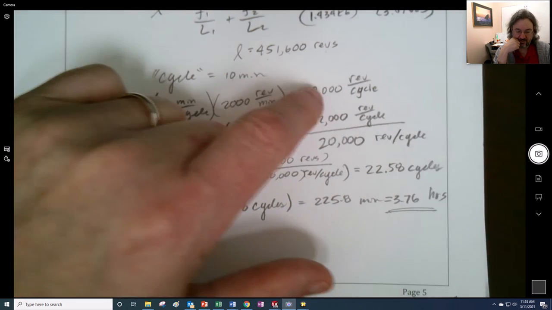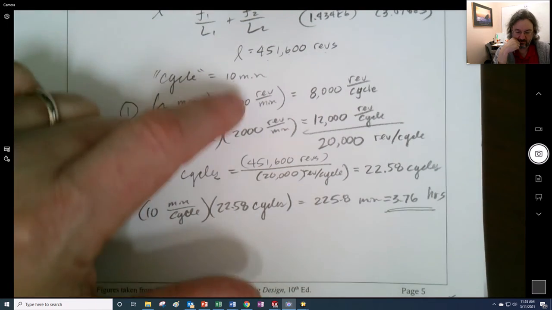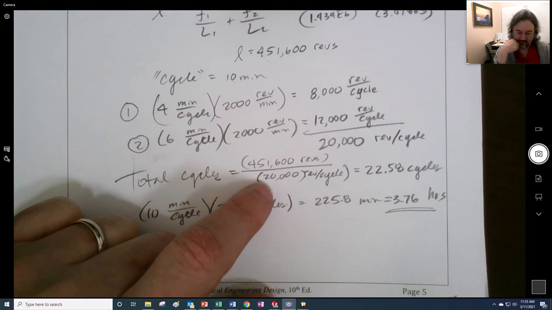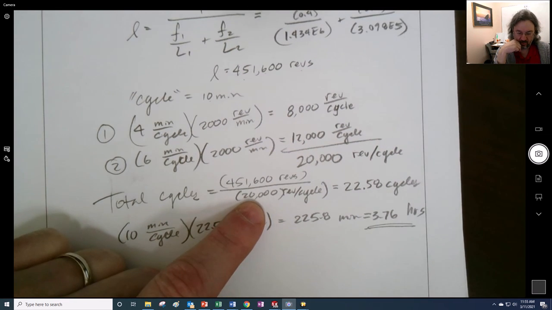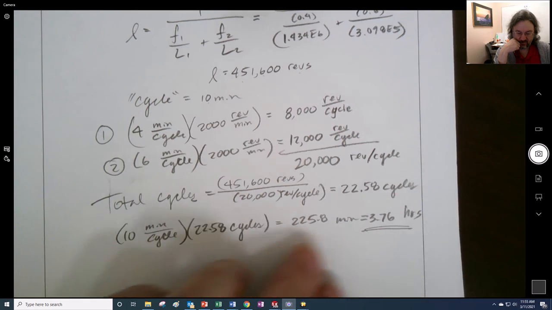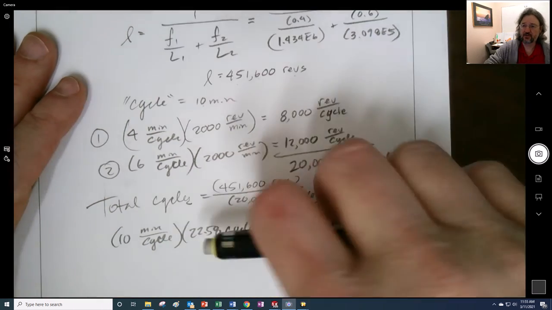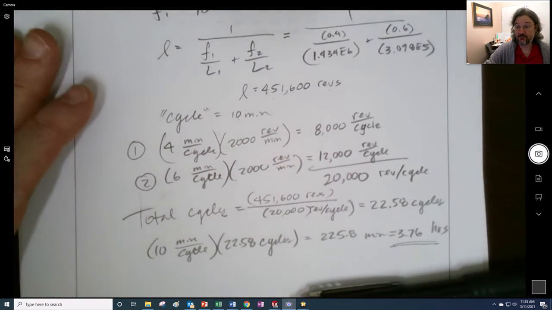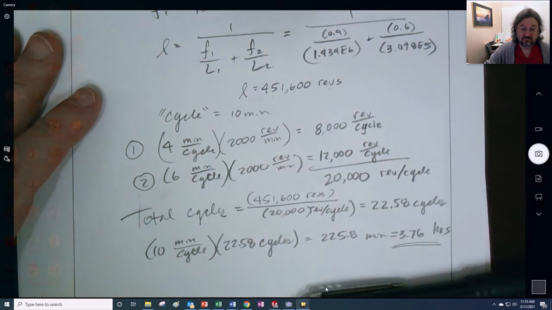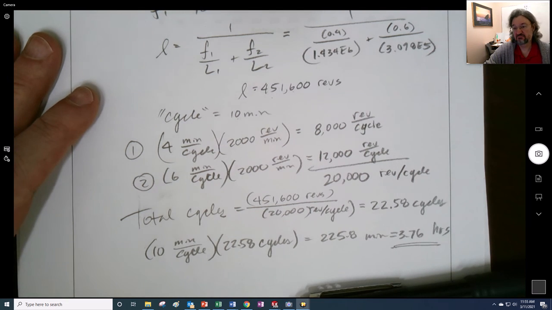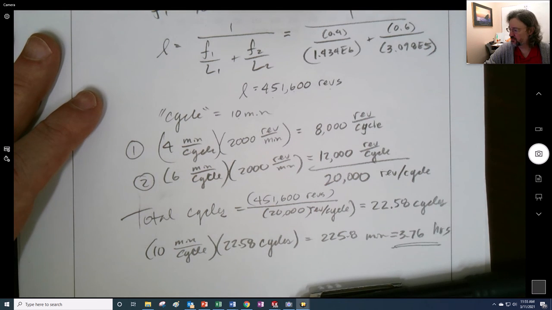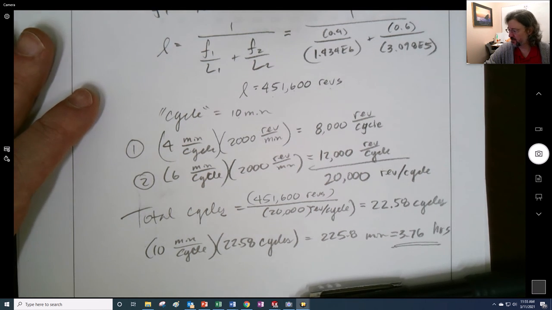Then here are the numbers of revolutions per minute. So I can figure out revolutions per cycle, and then I can figure out the total number of cycles this thing would have to go through, and so I can figure out the amount of time it would have to run. It's obvious after you take a look at it. So that's kind of an interesting type of thing you have to do when you estimate how long something is going to live.